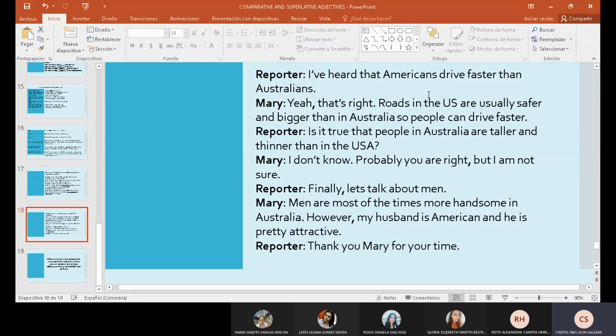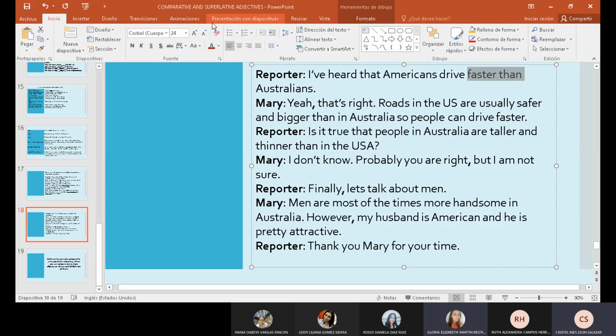Faster, faster than. Más rápido que. Más veloz que. Bigger than. What other? Bigger than. Más grande que. Safer. Okay. Faster. Taller. One moment. What other say? Safer. Safer. Okay. What other?